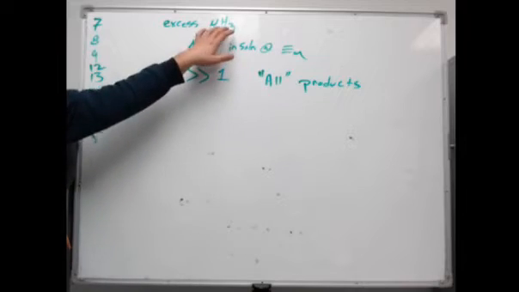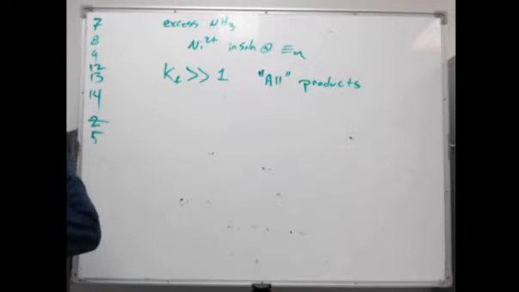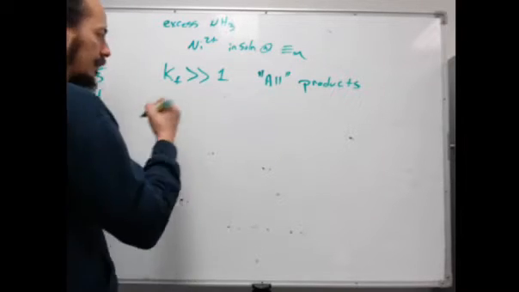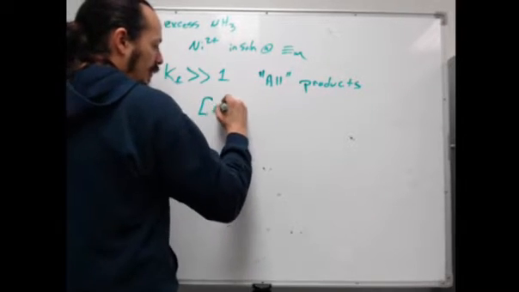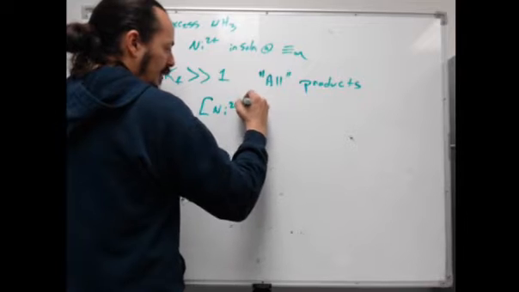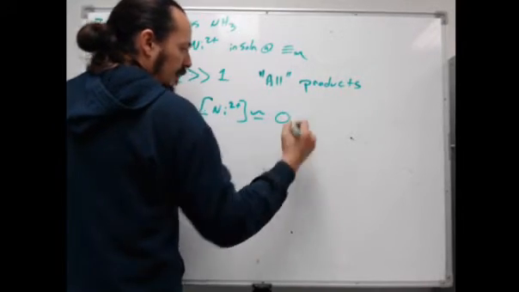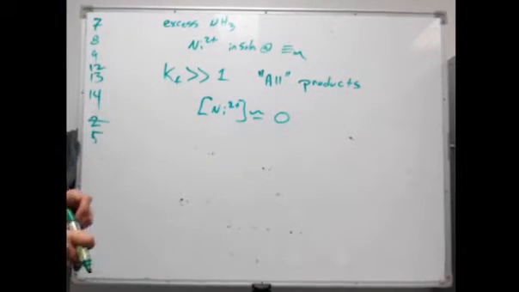When we've got a number that big, we're really going towards all products. So if I've got excess NH3, how much nickel is going to be left in solution? None. Our concentration of nickel 2+ is going to be approximately 0.